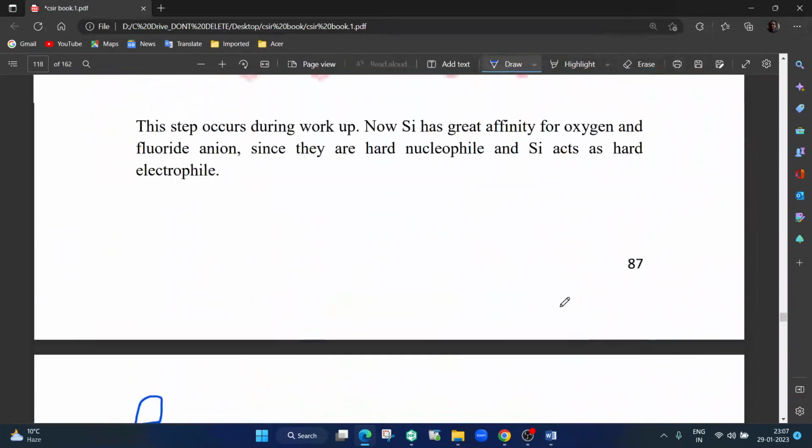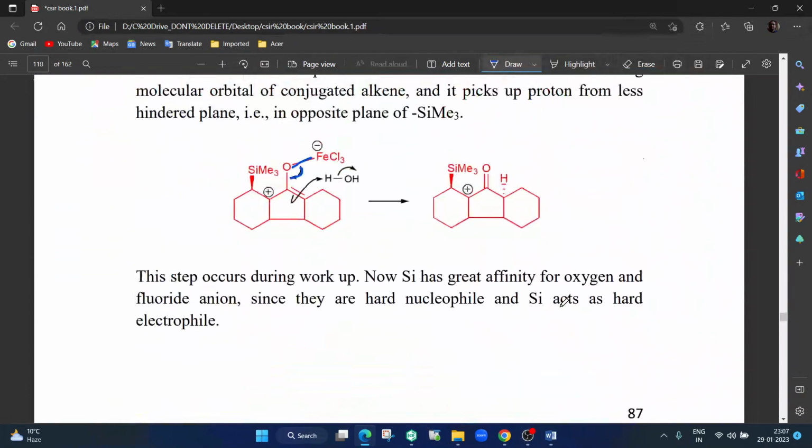Okay. Now, apart from that, this hydrogen has been attacked from away from the viewer. Why? Because the silicon was towards the viewer, and therefore this water will attack from behind to avoid steric hindrance, and then H is behind.